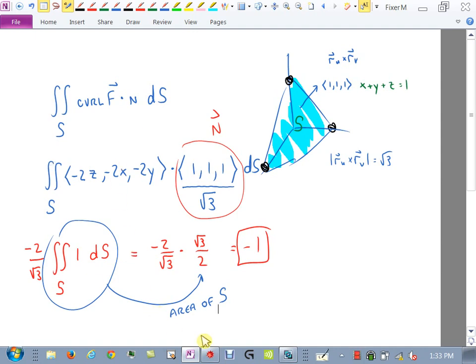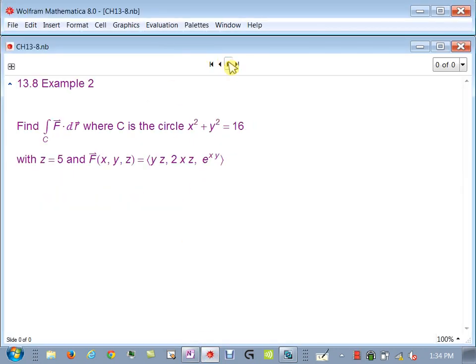Let's do another example. Maybe it'll come together. All right, find the line integral. So we're trying to do this line integral, where C is the circle x squared plus y squared equals 16, with z equals 5. X squared plus y squared equals 16 is actually a cylinder, isn't it? Radius 4, goes up the z-axis, but we're fixing z at 5, which means it's a circle.